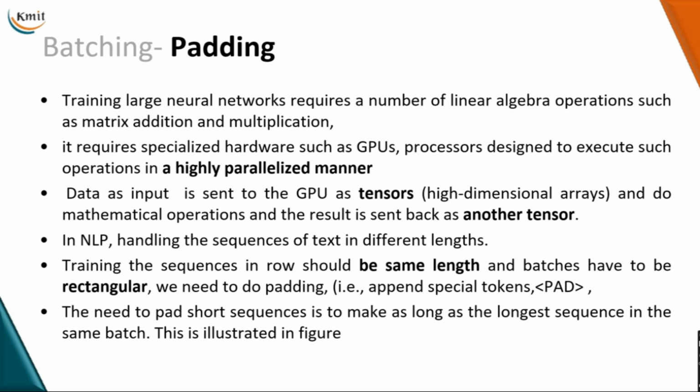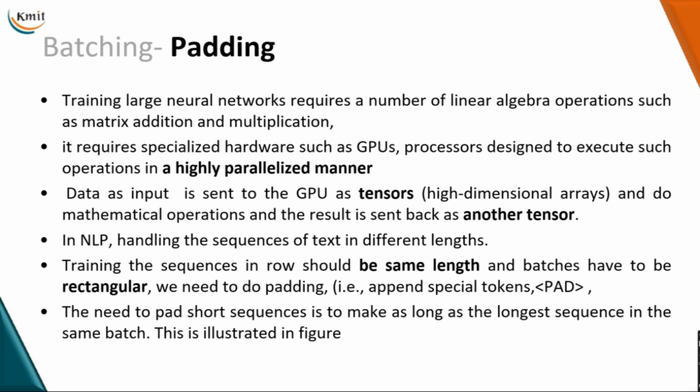Now let's talk about padding. When I talk about batching the instances, the first thing that comes to my mind is padding, because training large neural networks requires a number of linear algebra operations, such as matrix addition, subtraction, and multiplication, which involve executing basic mathematical operations on many numbers at once. This is why it requires specialized hardware such as GPUs, TPUs, or other advanced processors designed to execute such operations in a highly parallelized manner.